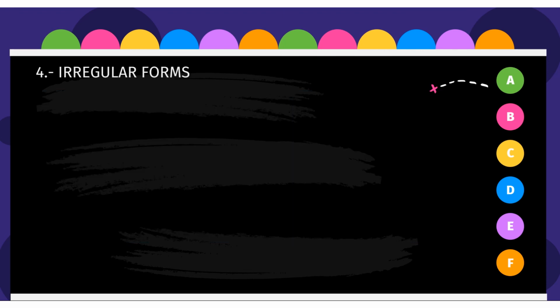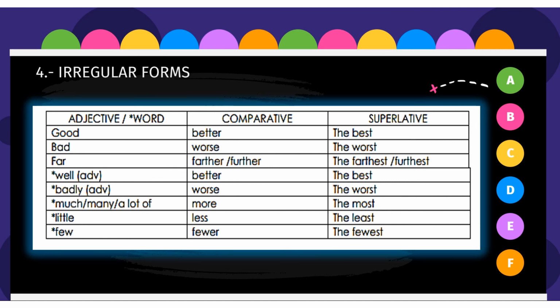Then irregular forms. Adjective, comparative, and superlative. For example, you have good, better, superlative, the best. They are irregular, so they change. So good, better, the best, right? Bad, worse, the worst, right? Then you have far, two options, farther, further, the farthest, right? And also you have well, that is an adverb, better, the best. Badly, that's another adverb, worse, the worst. Much, many, and a lot of, more. In superlative, the most. Little, less. Superlative, the least. Few, fewer, the fewest. Yes? So those are the irregular forms.